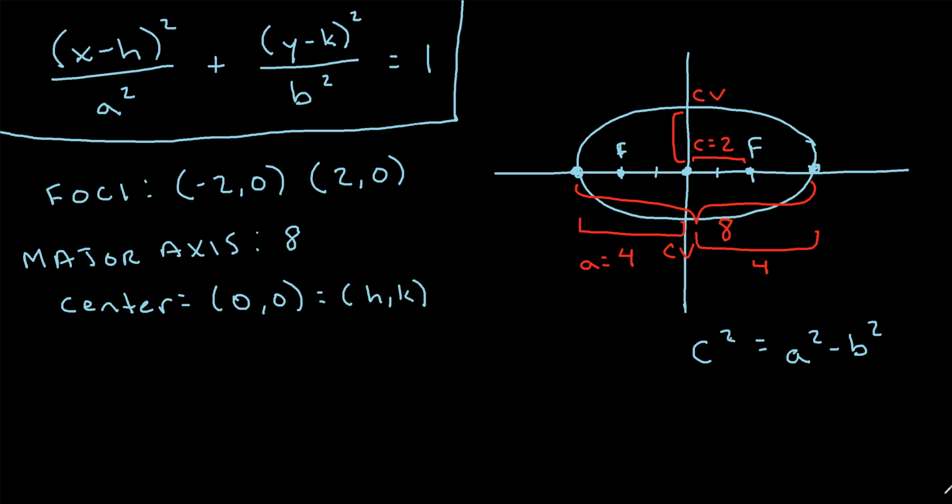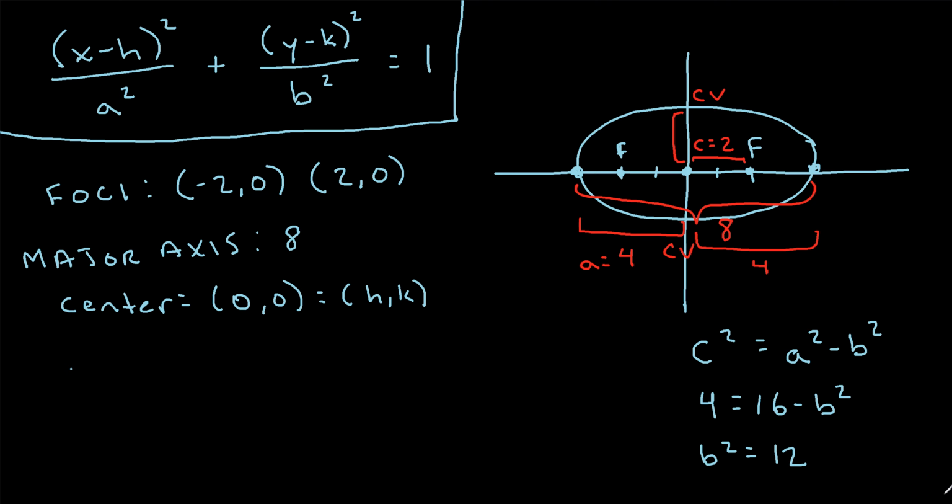So we said c is 2, so 2 squared is 4, is equal to a squared. a we said was 4, so 4 squared is 16, minus b squared. So if we add b squared to both sides and subtract 4 from each side, we'll get b squared is equal to 16 minus 4, which is 12. So now we have everything that we need to write the final equation of this ellipse.